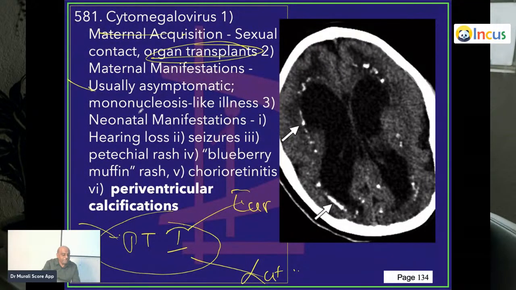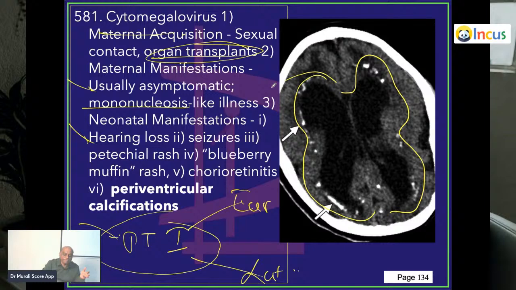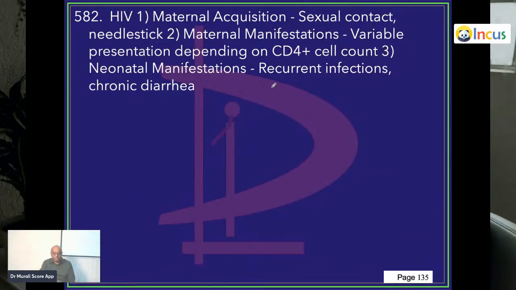Then generally, the mother will be asymptomatic or she may have mononucleosis. You remember? Epstein-Barr virus can lead to mononucleosis, CMV can lead to mononucleosis, and the neonate will get hearing loss, seizures, petechial rash, blueberry muffin rash, chorioretinitis, and very importantly, periventricular calcifications are very common with CMV.